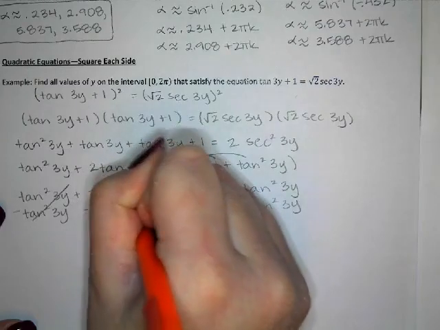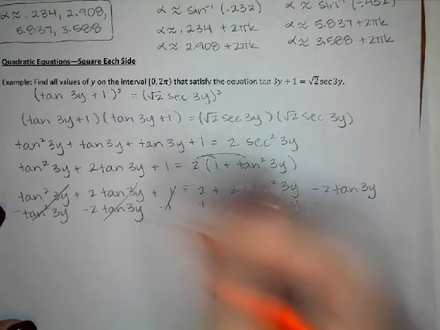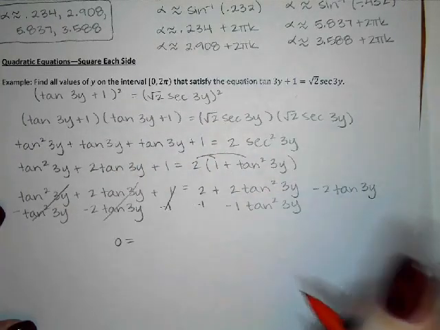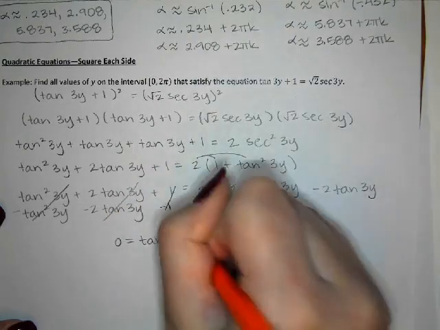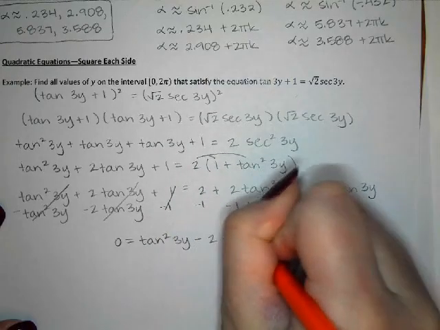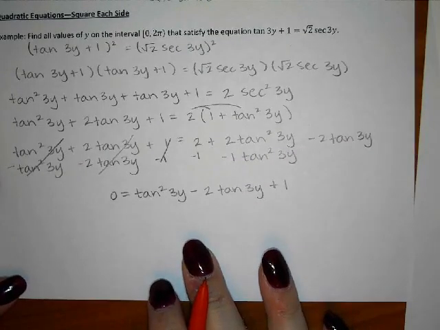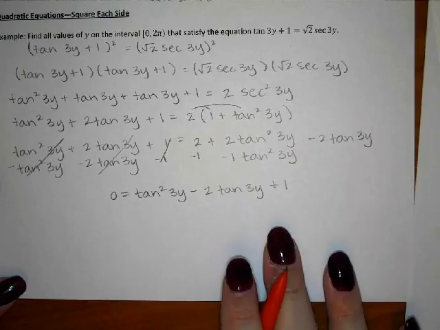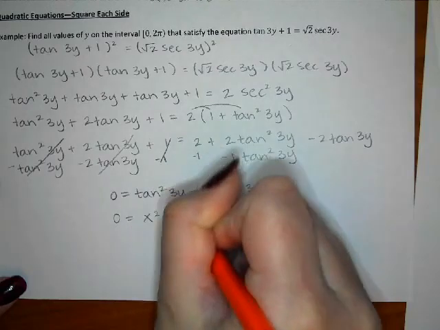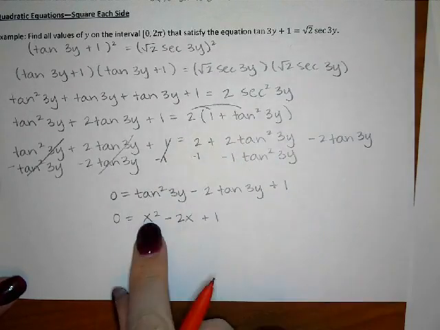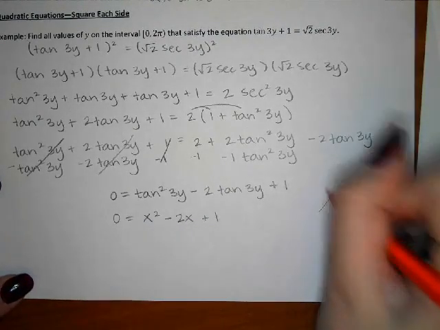So I've got 0 equals tan squared minus 2 tan plus 1. Okay, so what I'm really working with here is 0 equals x squared minus 2x plus 1. This is what I'm actually working with. So if I were to factor this, this is not a slide and divide problem, not a box method, because the x squared term is alone. It has a coefficient of 1.